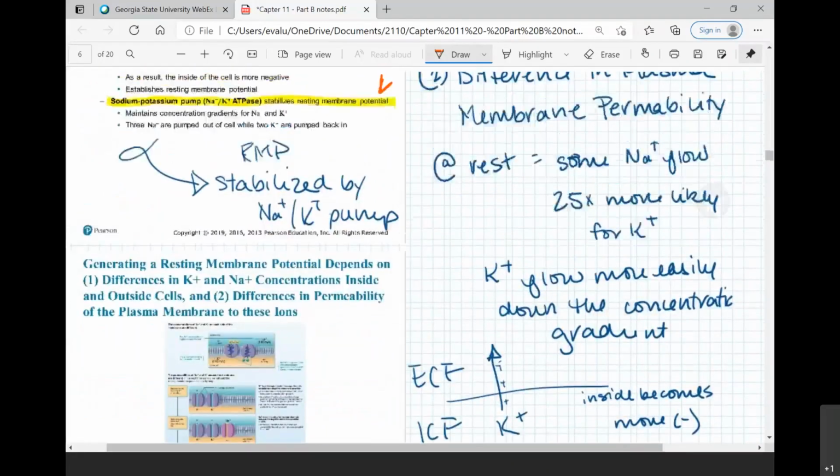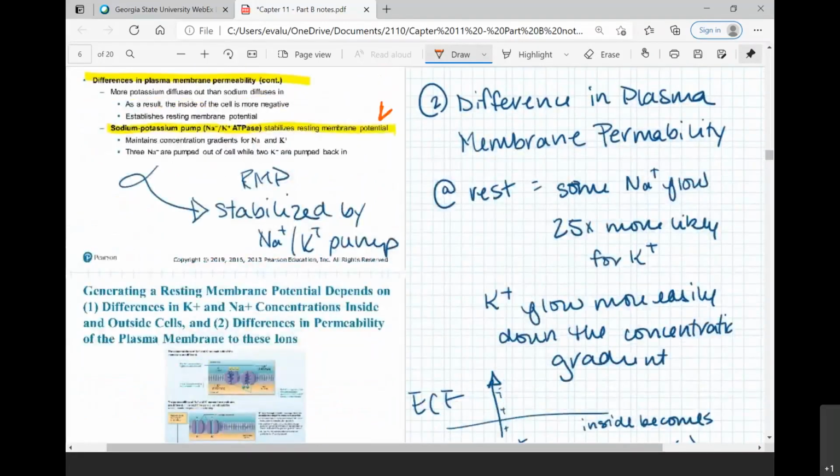So your resting membrane potential is essentially stabilized by the sodium potassium pump. And if nothing is happening and it just stays like that, then your ions are going to just naturally flow. Some sodium will flow across, some potassium will flow across, but for every 1 sodium, you get 25 potassium. And that's at rest. That's if nothing is happening. But once we open up a gate or open up a door, things move quicker. And that's what we're going to talk about with the neuron.